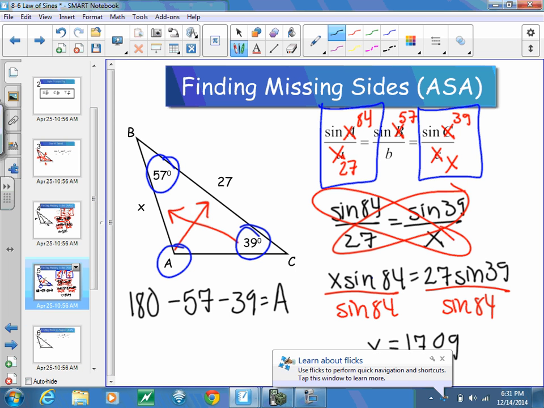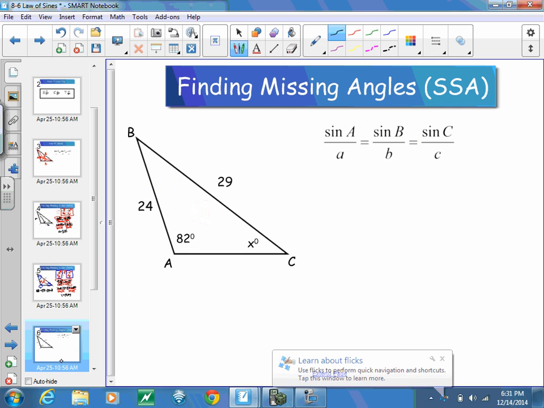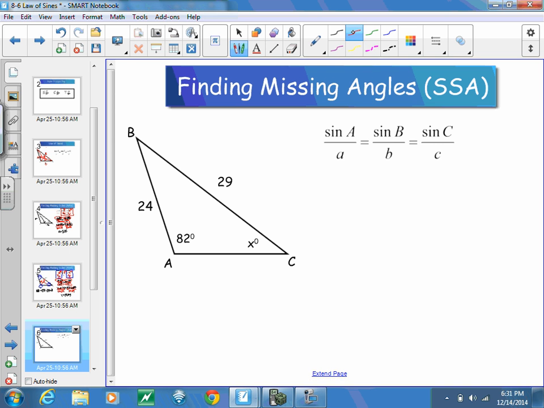So there we've gone through two examples of how to find a missing side. Now we're going to go ahead and look at how do we find a missing angle. It's the same type of step that's being used, but now we're just going to be looking for an angle rather than the sides. So filling in the information that we know, angle A is 82 degrees. I'm trying to find angle C.